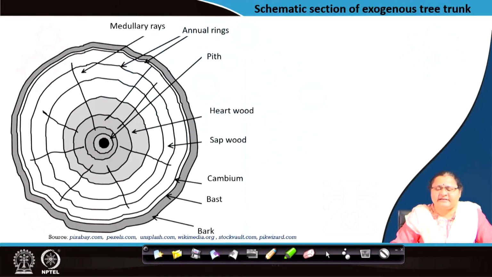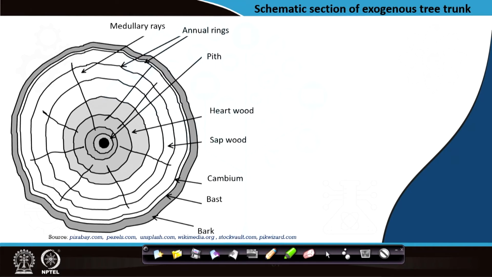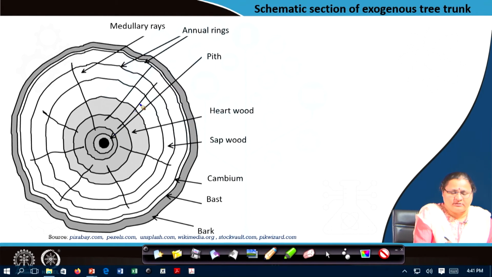So, let us try to see the section of an exogenous tree trunk. This is a schematic section where you see these lines, which are called the medullary rays, and you see concentric lines moving outward, which are the annual rings, and you can see there are different color shades. Gradually it is moving from deeper color to lighter color.